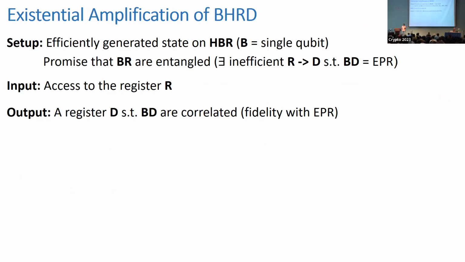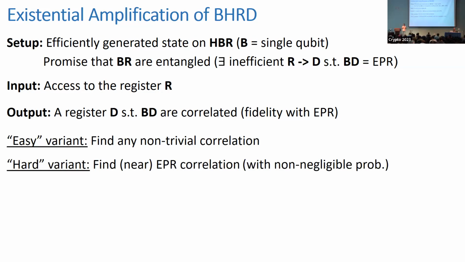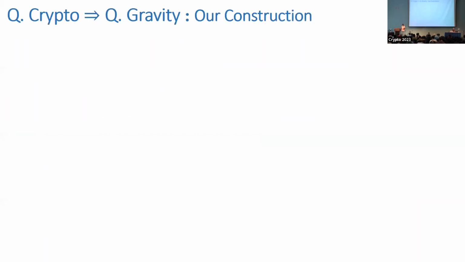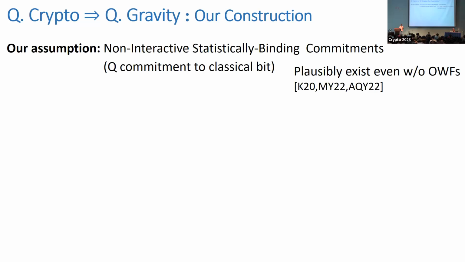But for now, let me tell you one more thing that we do, which is amplification. You can think about two variants of this problem. An easy variant, where you just need to find some non-trivial correlation between the qubit D that you find and the qubit B, and the other, where you really need to find a near EPR pair. And we show that these things are, again, existentially equivalent. So if there exists an instance for which the hard variant is hard, then there exist these EFI pairs. And if there exist EFI pairs, then there exists some instance where even the easy variant is hard. Let me tell you briefly how we do this. In one direction, we assume the existence of non-interactive statistically binding commitments.